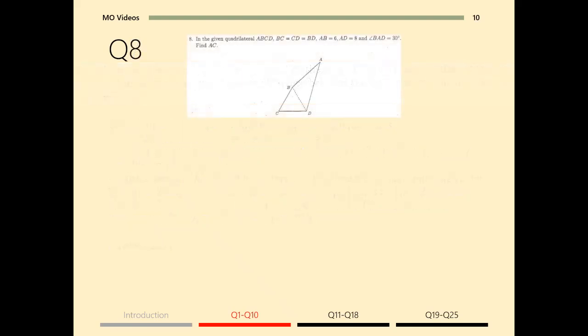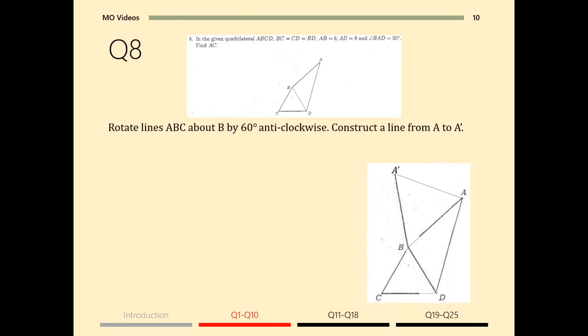Okay, next question. Again, feel free to pause the video if you need to. So we take the line AB and we rotate it about B by 60 degrees anticlockwise. The projection of A is A prime. We thus have the diagram below.